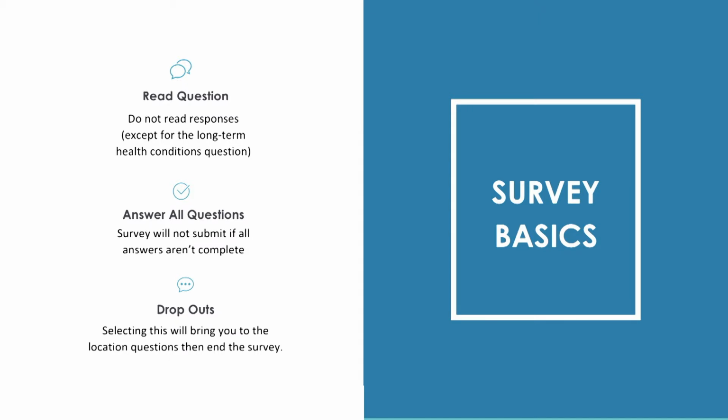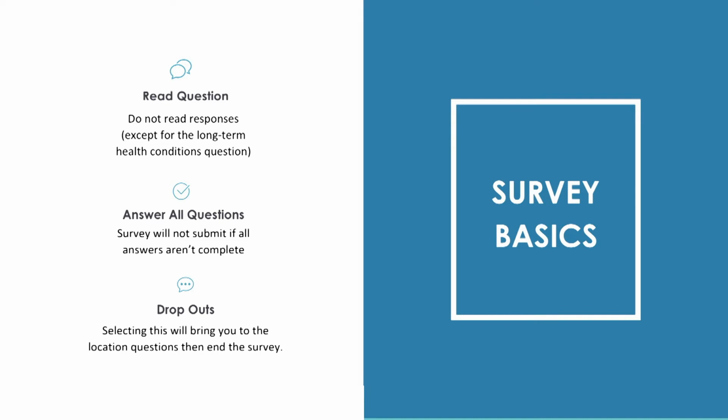I wanted to quickly go over some survey basics before we move forward. This one is really important, so make sure you take note of it. You should read each question to the participant, but do not read the responses they can choose from. Just ask the question and let the participant respond in their own words. There is one exception to this rule, specific to a question asking about long-term health conditions. For this question, you will read off each response one by one, but for all other questions, select the option that best matches the response provided by the participant.